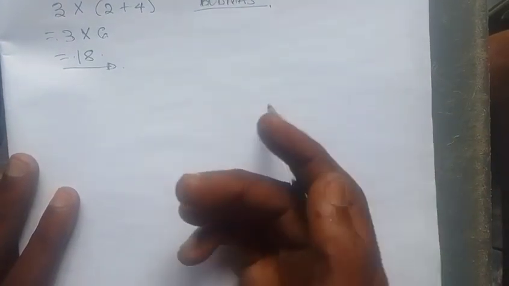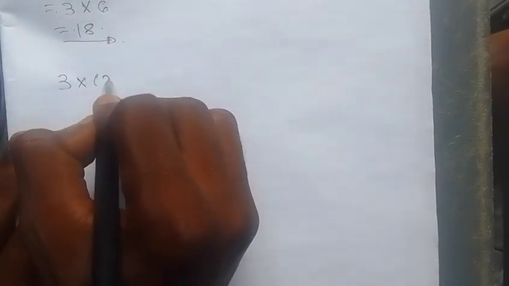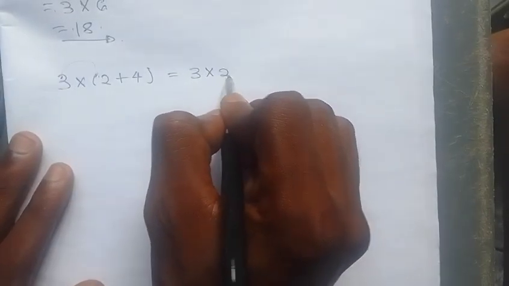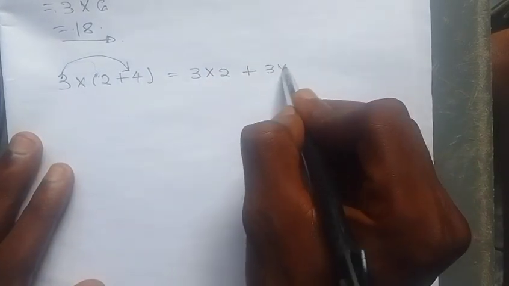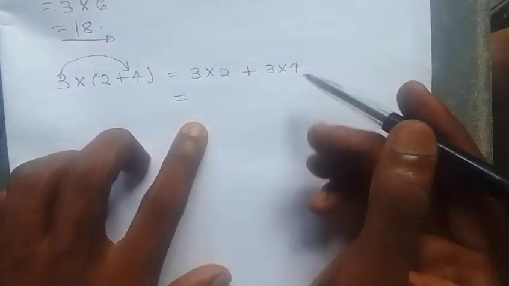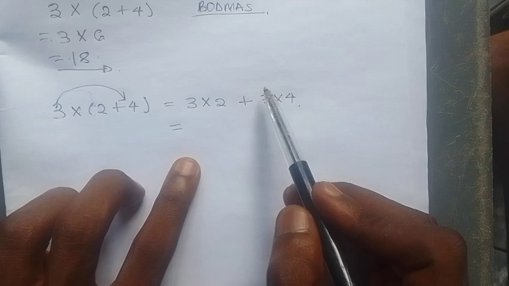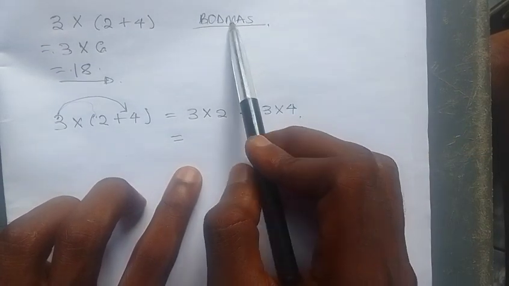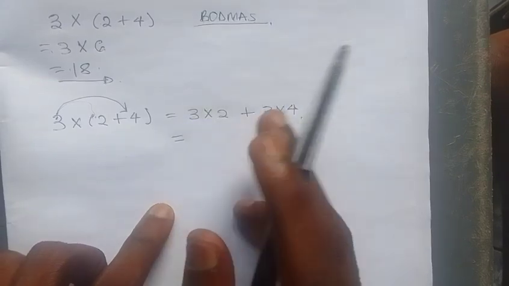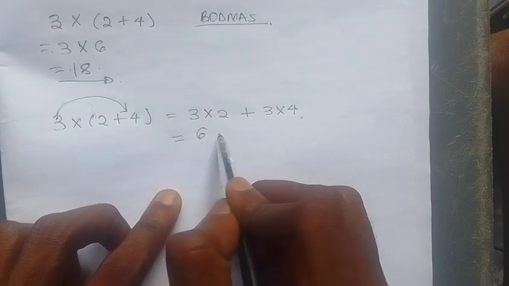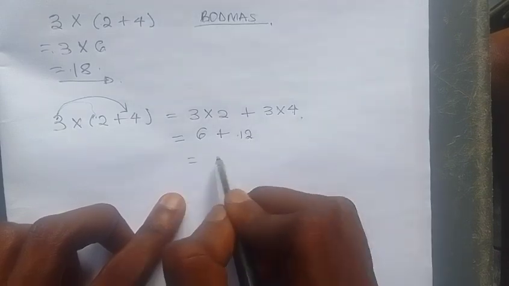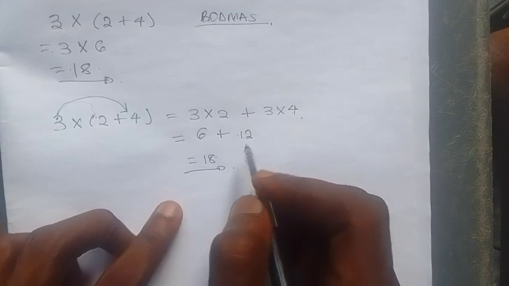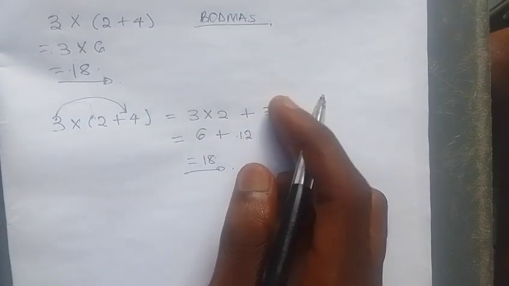So say I wanted to distribute this, I would say 3 times (2 plus 4). I will take this 3, multiply it with this 2, which will be 3 times 2, and then I take this sign, I write it here, and then I take this 3, I multiply with this 4 again, which is 3 times 4. Now, according to BODMAS, multiplication comes first, then addition. This is 3 times 2, which will give you 6, plus 3 times 4, which will give you 12. So this and this will give you 18. So this is the distributive method. Both answers are 18.